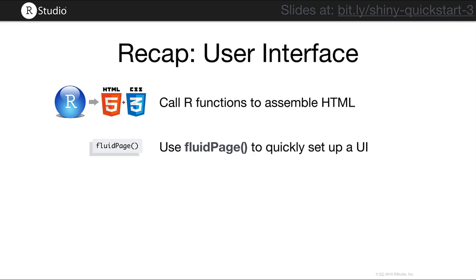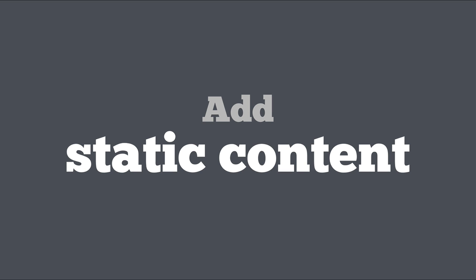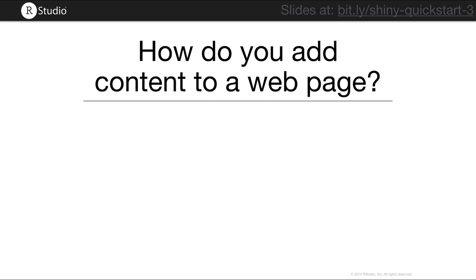Fluid Page is a quick way to set up a user interface for your app. And then we already know that you can use input and output functions to create the reactive components for your user interface. And then finally, you save that output to UI if you're using the template that I recommend you start with. So you know from the previous webinars how to set up reactive content in your user interface, but you can also add static content. This would just be purely visual content to your app. And we're going to look at how to do that.